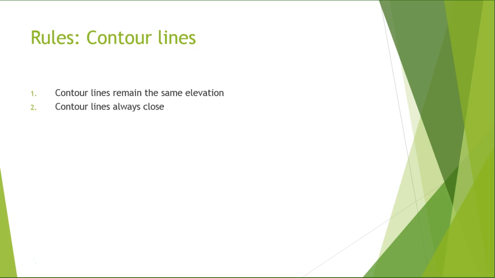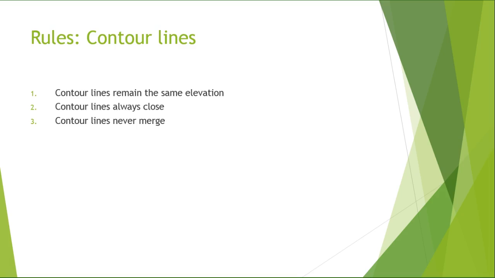Contour lines always close. Now this may not be apparent on the map in which you're looking. Contour lines can appear to end when they reach the edge of the map that you're viewing. They will, however, eventually meet up. This may be on a completely separate map, however.